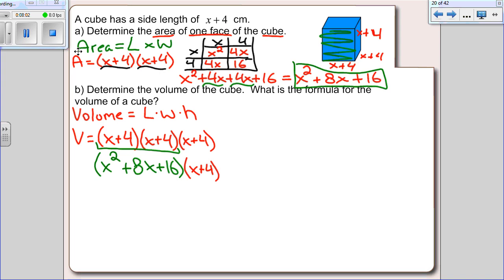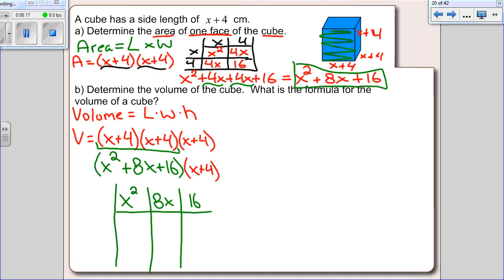So if I set this up as an area diagram, I take the first one and put it across the top. I then take the x plus 4 and put it down the side. And I've created a little grid with 6 spots that need to be filled in. I go x times x squared is x cubed. You add the exponents. I go x times 8x is 8x squared. And x times 16 is 16x.